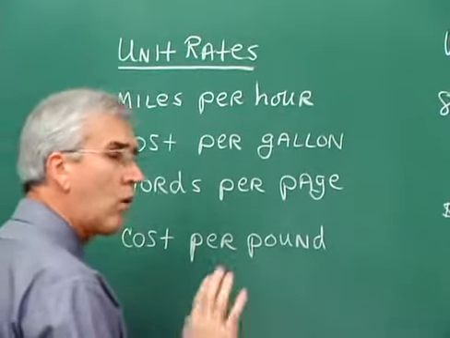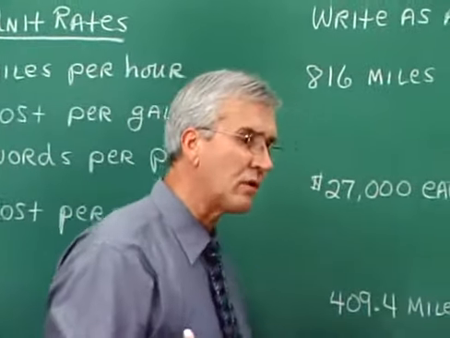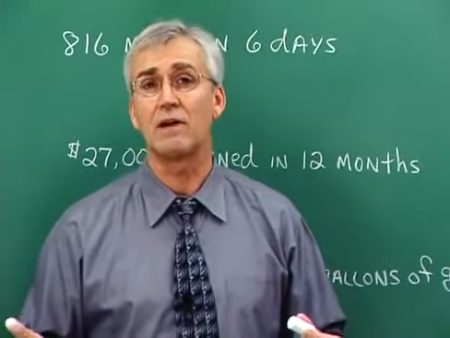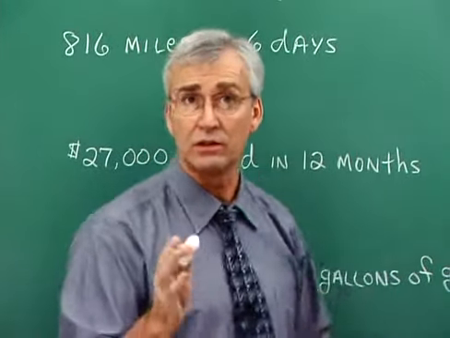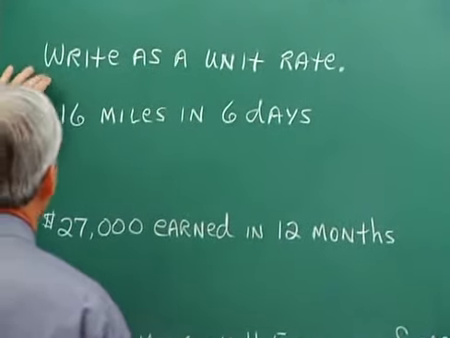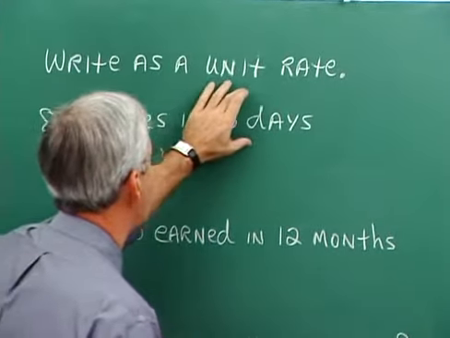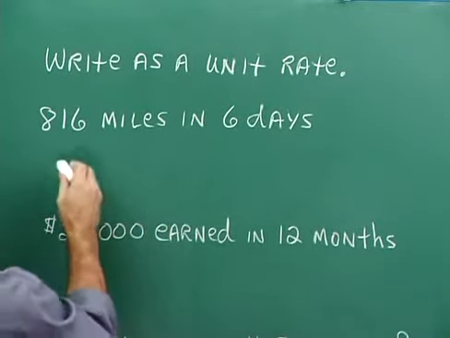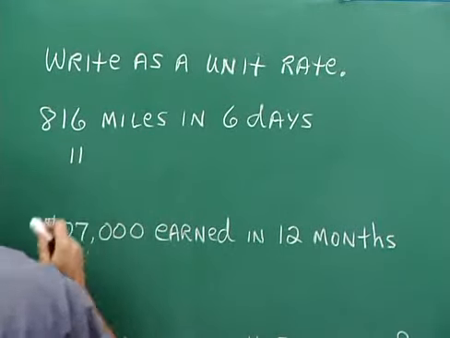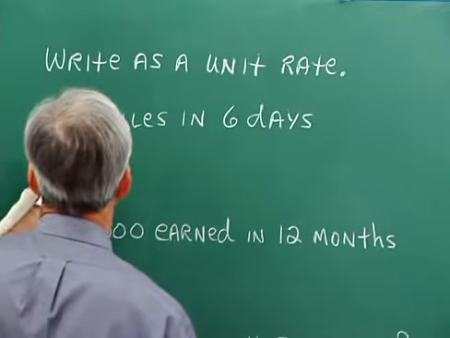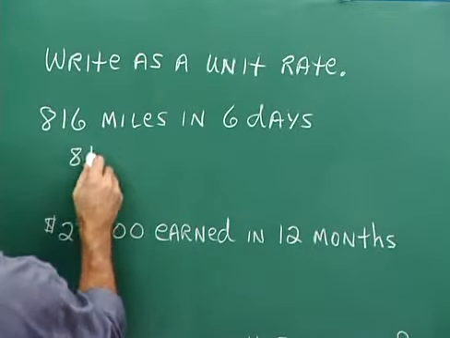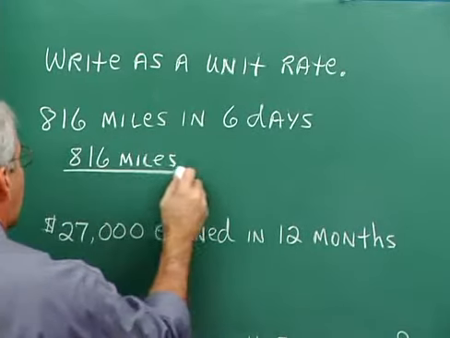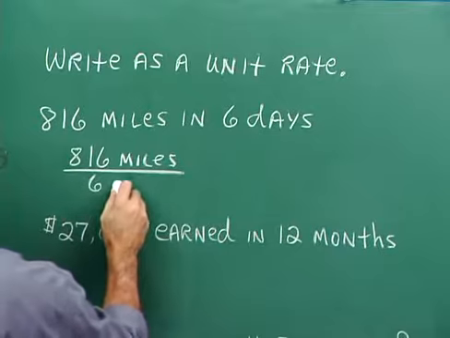Well, suppose we want to write some unit rates. It's just a matter of creating a situation where there is a 1 in the denominator of our rate fraction. And it works like this. If we want to write 816 miles in 6 days, then we know that when we write the rate, it is 816 miles in 6 days as a rate looks like this.